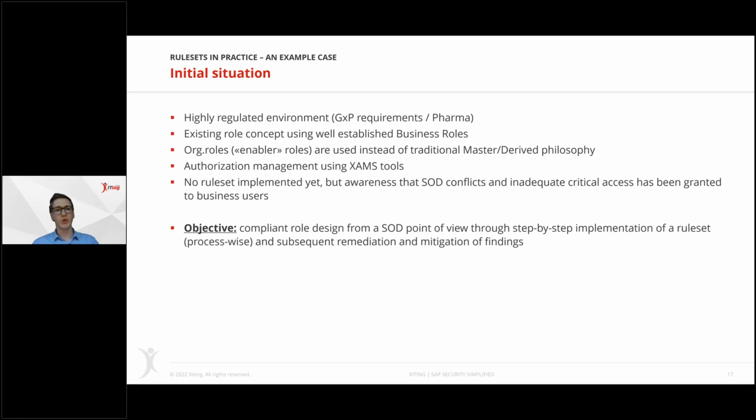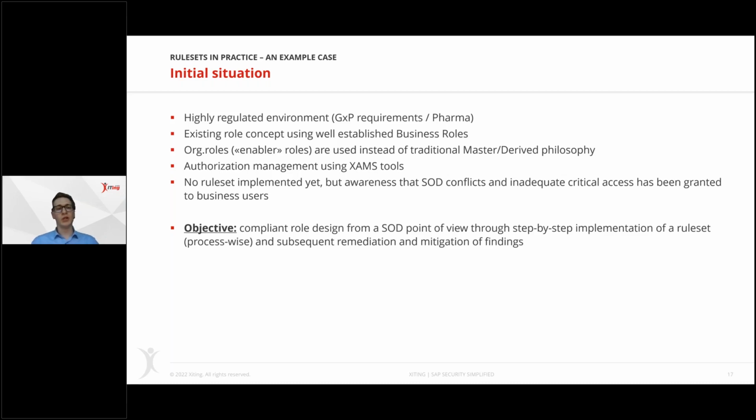This particular client was already using the XAMS tools, so in terms of carrying out the risk analysis and doing mass changes and so on, they were already in a good position. However, they were never using any type of rule set. But they already knew from certain situations in the past that there were SOD conflicts around. The organization is not that big. They grew quite a lot in the past, let's say, two to three years. However, it never became visible where they have real SOD conflicts and inadequate critical access granted to business users.